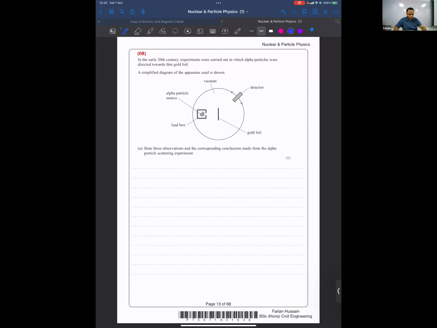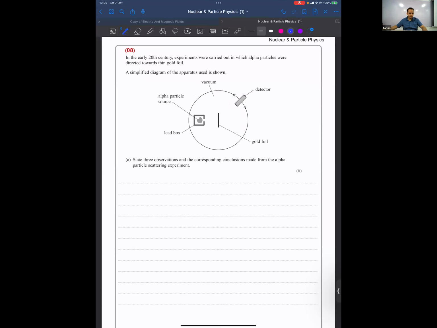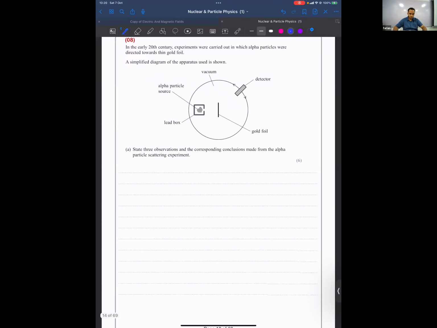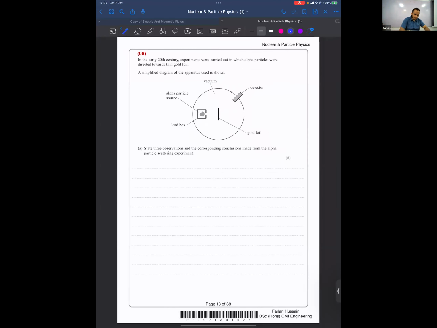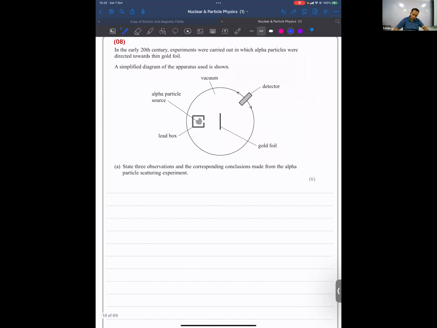In the early 20th century, experiments were carried out in which alpha particles were directed towards a thin gold foil. A simplified diagram of the apparatus used is given below. State 3 observations and the corresponding conclusions made from the alpha particle scattering experiment. 6 marks. Try to write a decent answer that will get you the entire 6 marks. Let's write. So I will put up a table here.